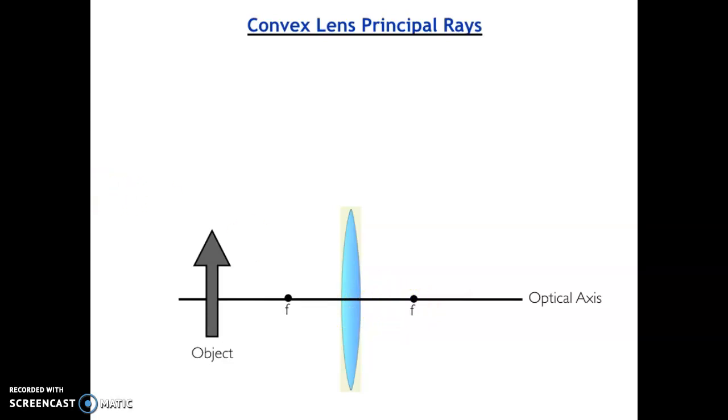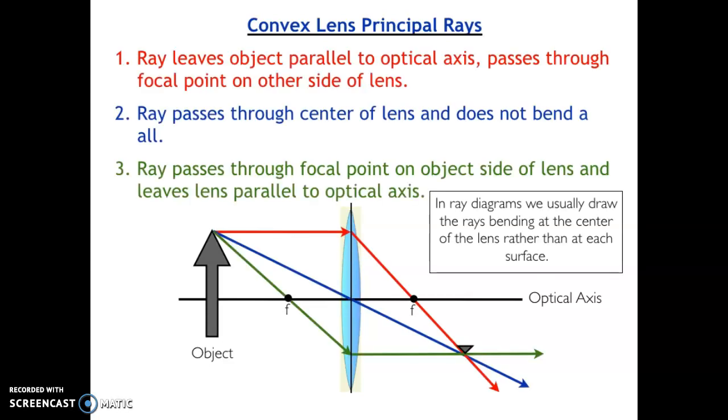Once we have the optical axis, we can introduce our principal rays. These are three rays that have simple rules for how they bend when they pass through the lens. So the first ray, all of these rays are drawn from the same point on our object, in this case, the tip. First ray goes parallel to the optical axis and then comes out through the focal point on the far side of the lens.